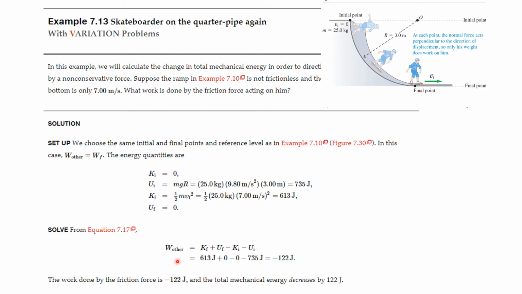So we have to solve this equation, because W other is the difference between those two. So this is the final kinetic energy plus the final potential energy minus the initial. This is the only other factor in town. So this one was 613. Those two were 0, minus 735 joules. Now when you take the difference between these two, you get minus 122 joules. That makes sense because the force done by the frictional force is opposite the direction of the motion. And the total mechanical energy decreases by 122 joules. We were supposed to find the work done by the frictional force, and that was this negative 122 joules, or we could have said that we decreased by 122 joules.